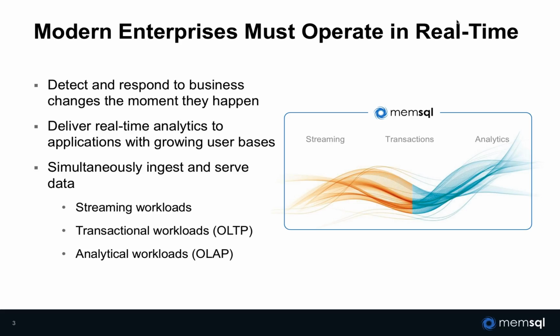The big need that we are solving here at MemSQL is to enable enterprises to operate in real time. And what we mean by operating in real time is the following. First, it should be possible for enterprises to detect and respond to business changes the moment they happen. For instance, the moment a critical transaction comes in that influences some sort of business decision, you should be able to do that in real time.